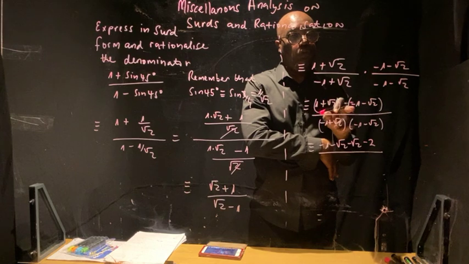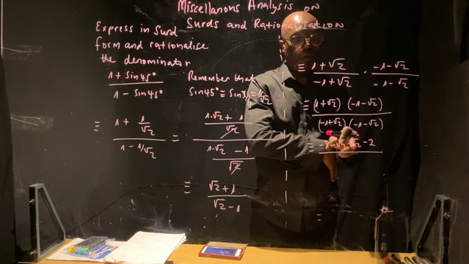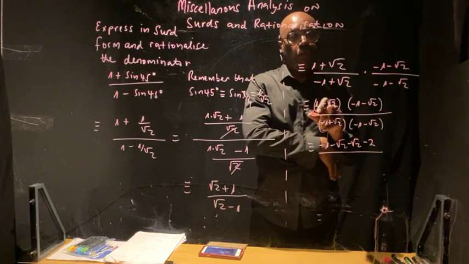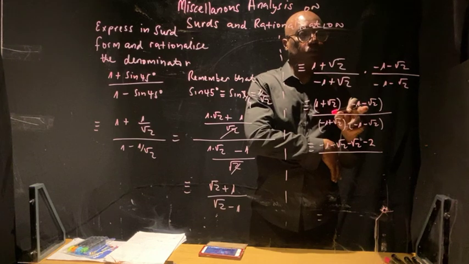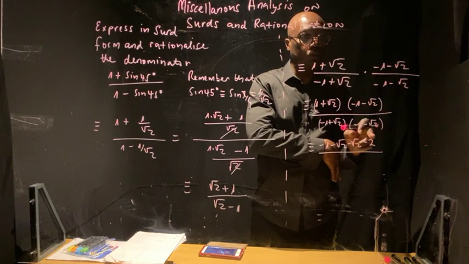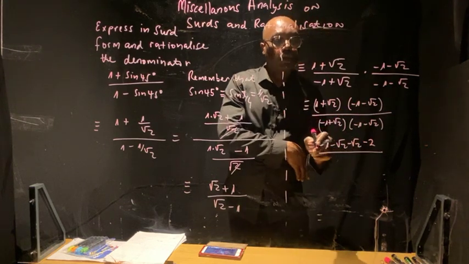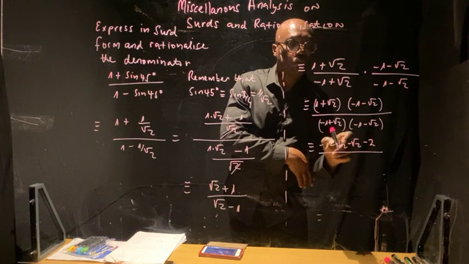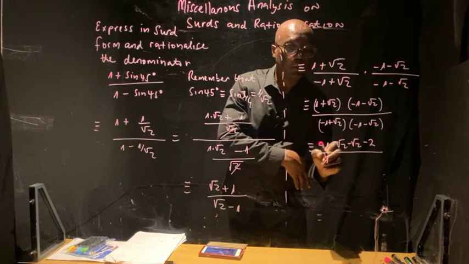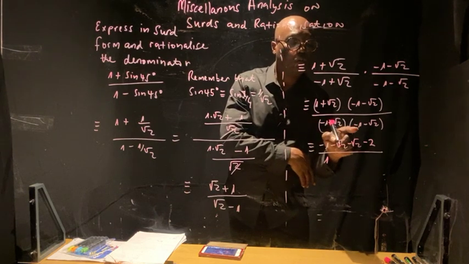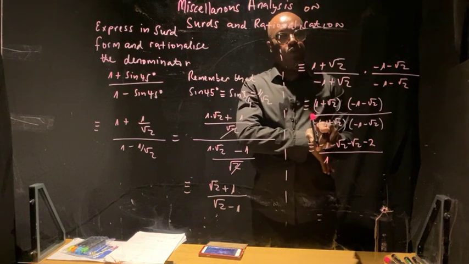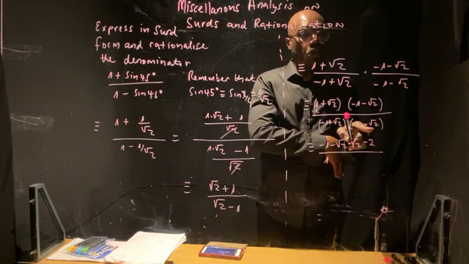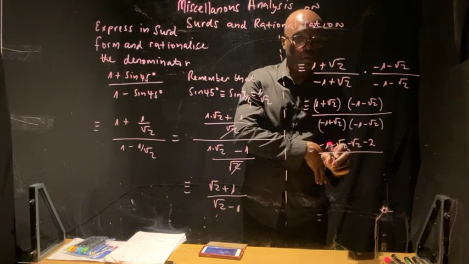Positive root 2 multiplied by negative 1 is equal to negative root 2. Positive root 2 multiplied by negative root 2 is equal to 2. Then the denominator: 1 multiplied by minus 1 is equal to minus 1. Minus 1 multiplied by minus 1 is equal to plus 1. Minus 1 multiplied by minus root 2 is equal to positive root 2.